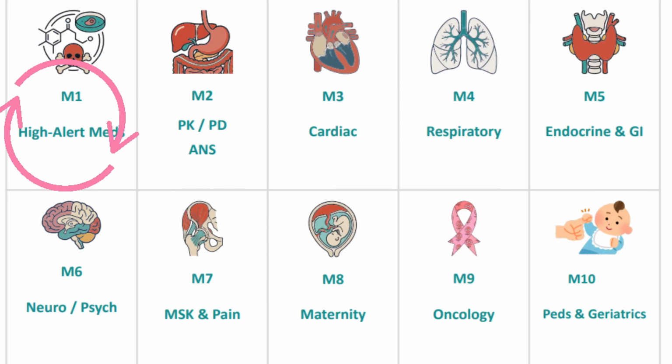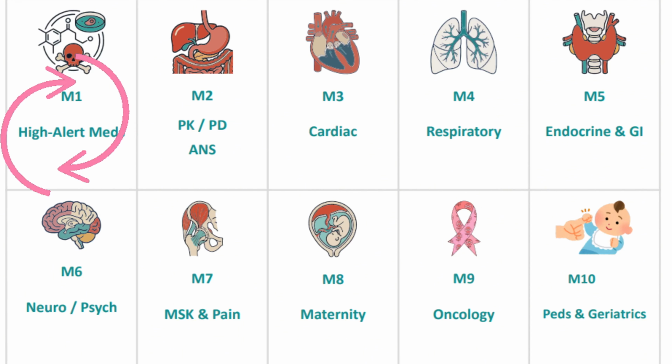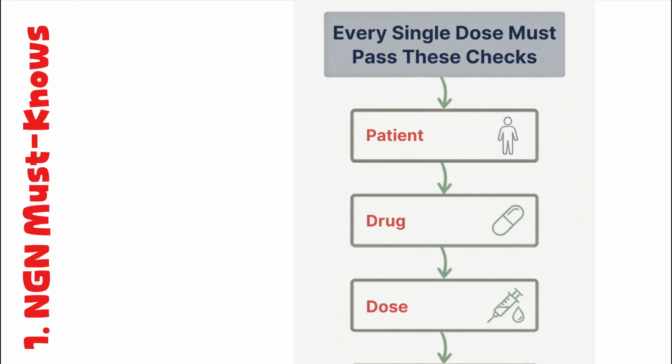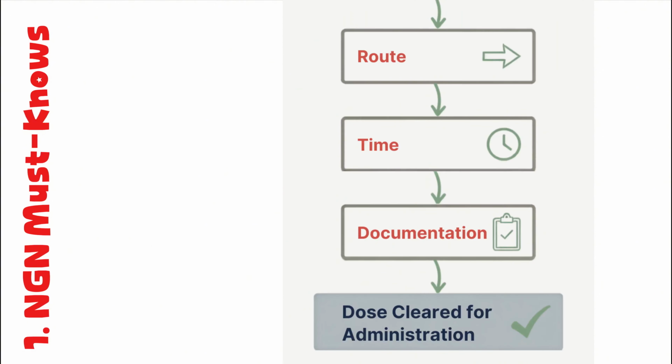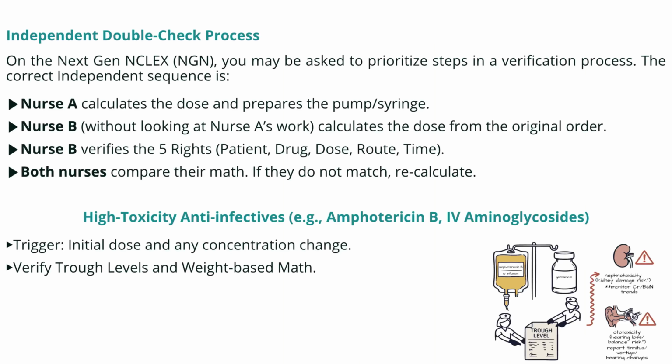Let's get right into Module 1, Medication Reconciliation and the Rights of Administration. Before any of the high alert content in this course matters, every single dose has to clear these checks first. Verify the core rights: the right patient, drug, dose, route, time, and documentation. For high alert medications like insulin or heparin, 2 registered nurses must independently calculate the dose and verify the 5 rights apart from each other before administering. That independence is what prevents confirmation bias from letting an error slide through.